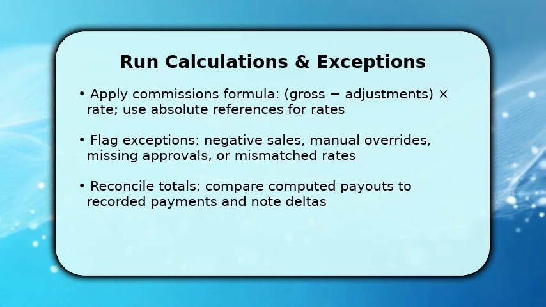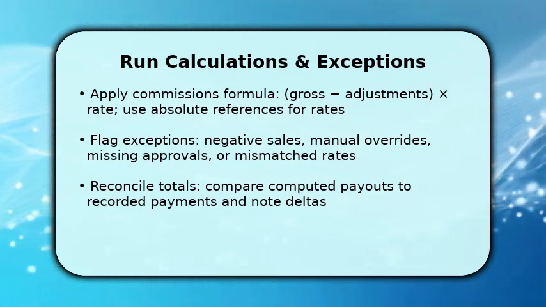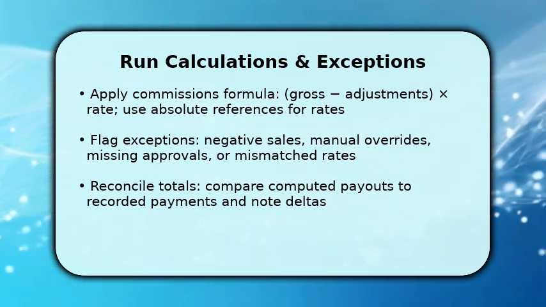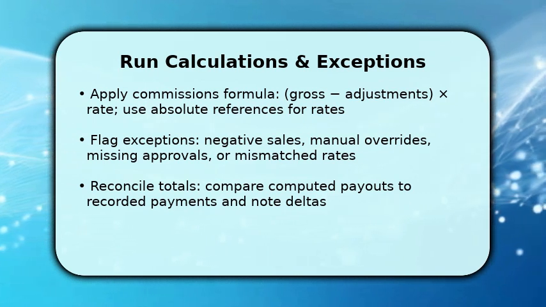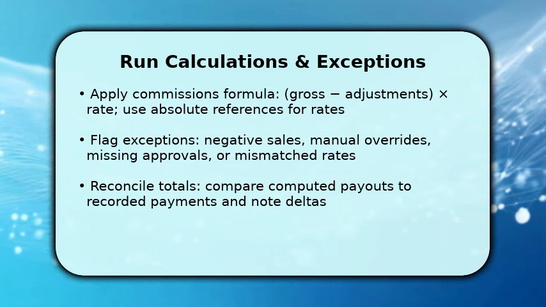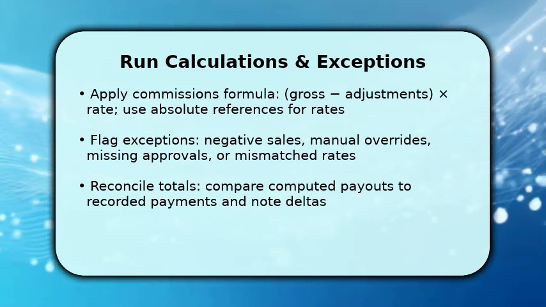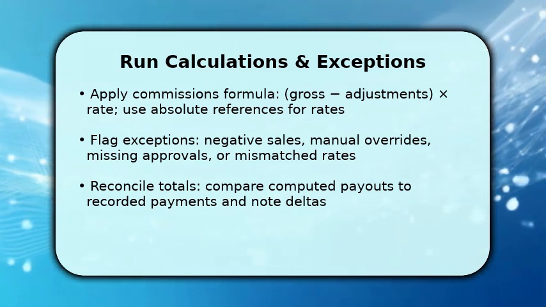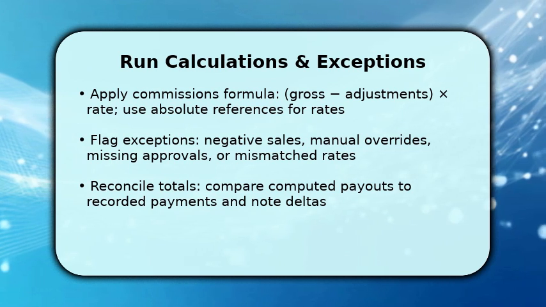You now execute the core calculations and detect anomalies. Use the formula, gross minus adjustments, times rate, and lock rate cells so formulas stay consistent, copy down across the set. Then filter for exceptions such as negative amounts, manual overrides, or missing approvals and document each outlier.